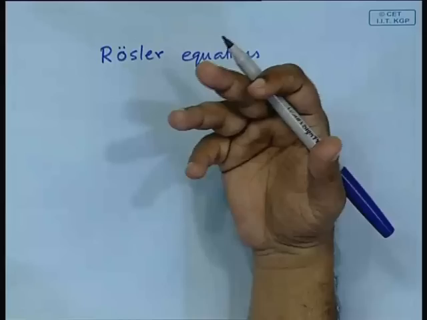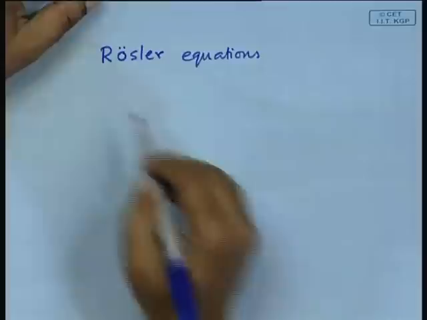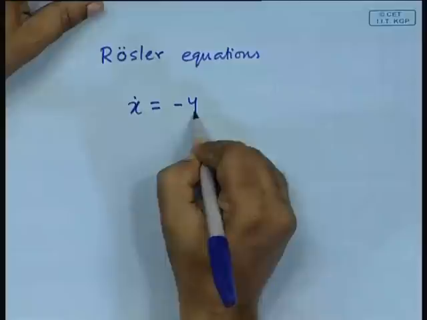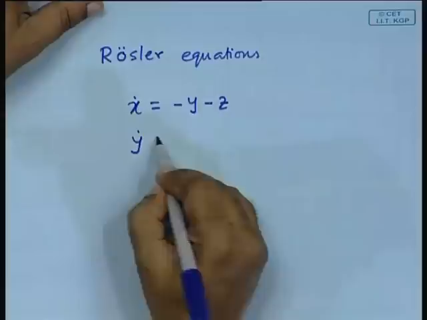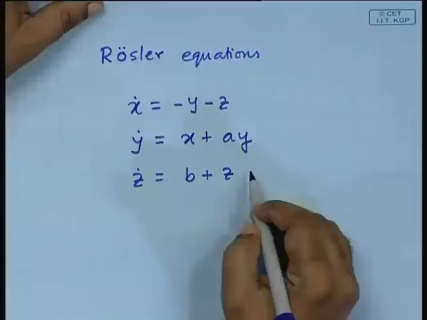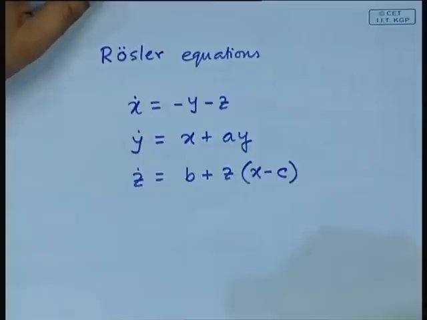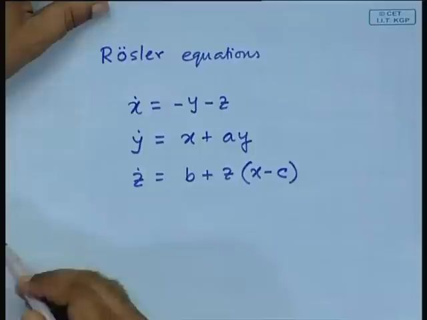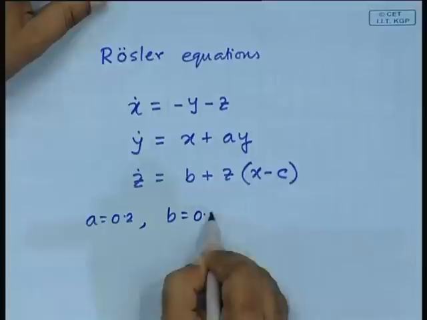Okay. So, Rössler equation. The equations are x dot is equal to minus y minus z, y dot is equal to x plus a y, and z dot is equal to b plus z x minus c. So, these are the equations, three variables x, y, z, and three parameters a, b, c. Out of that, we will assume a is equal to 0.2, b is equal to 0.2, and we will vary c, okay, and we will see what happens.